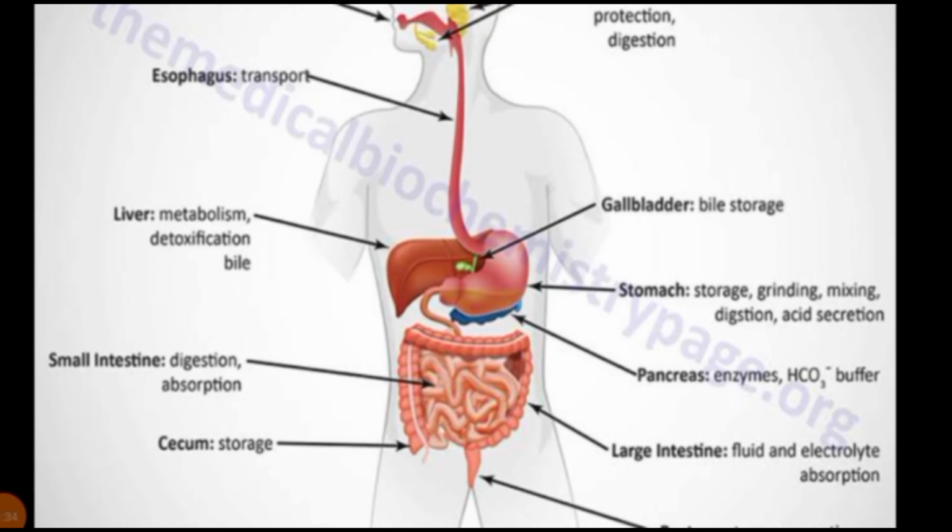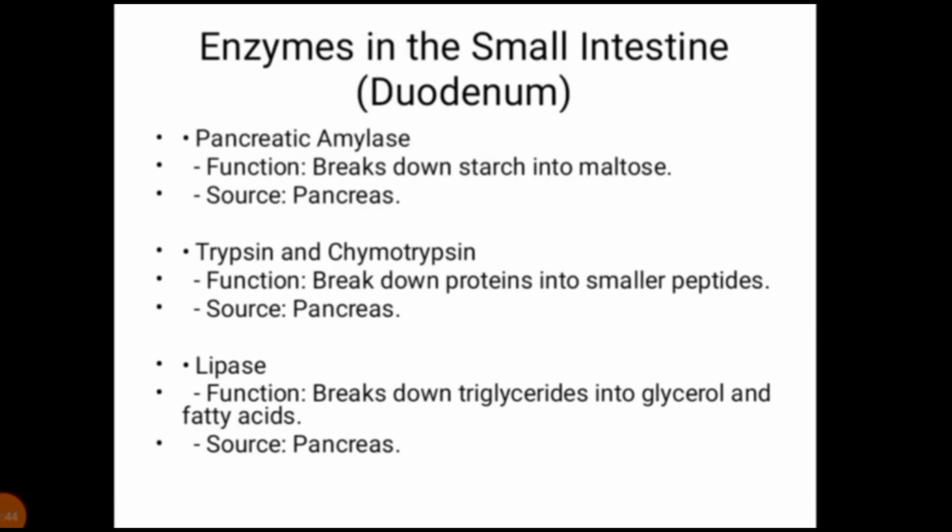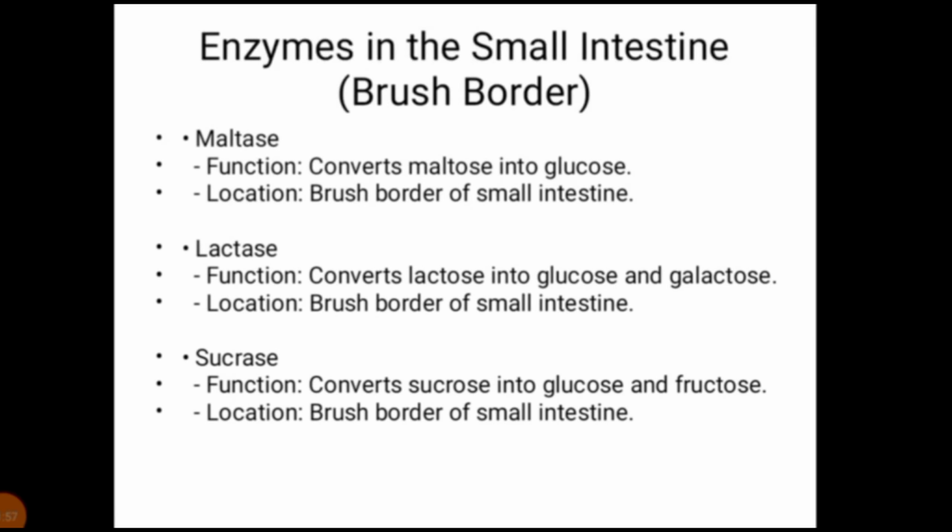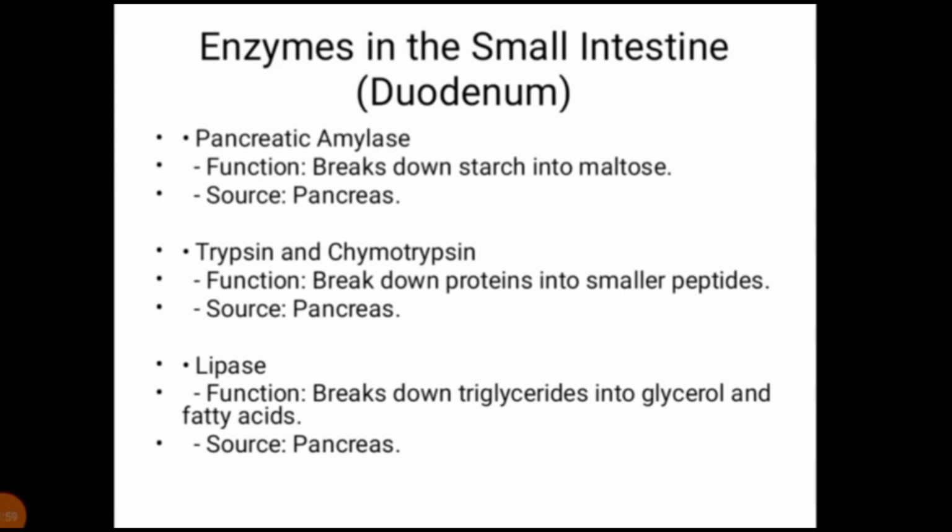Okay, so we have the pancreas. All right, the pancreas is the next organ I'm going to talk about, and I'm going to look at the enzymes it secretes. Now, in the small intestine, we have two different chambers that are involved in the absorption process. The first is the duodenum, and the second is over here, which is the brush border. Okay, so let's talk on this, the duodenum.